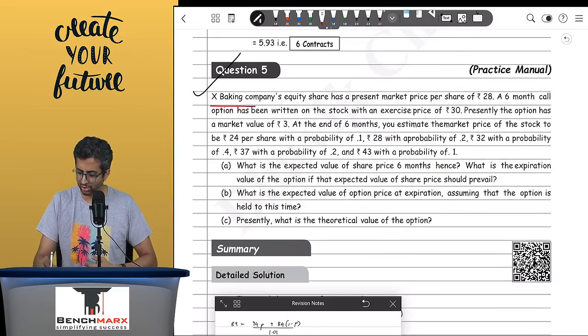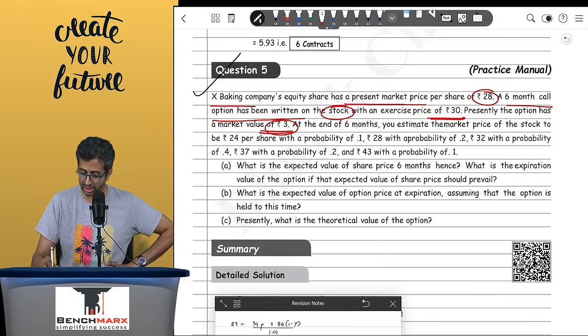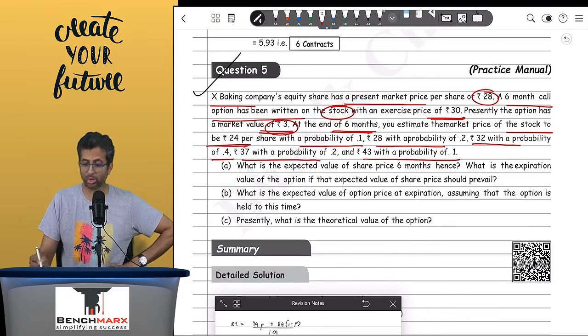X baking company's equity share has a present market price of rupees 28. A 6-month call option has been written on the stock and the exercise price is 30. Presently, the option has a market value of 3. This is a premium that you have to pay for this option, that is 3. And at the end of 6 months, you estimate that the market price of the stock to be rupees 24 per share with a probability of 0.1, 28 with a probability of 0.2, 32 with a probability of 0.4, 37 with a probability of 0.2, and 43 with a probability of 0.1.